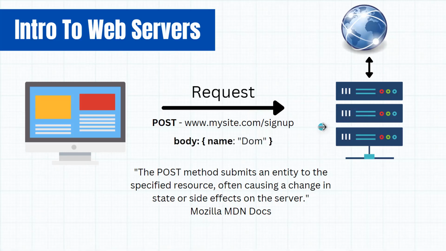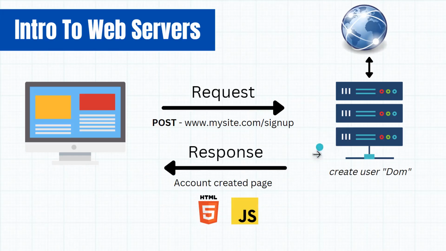So another item we can include with the request is a body, which lets us send over some information, some data. And here you'll see that it's in JSON, JavaScript Object Notation, which is similar to a Python dictionary. And so we can send over this POST request, include a body that says name equals DOM. And then the server might do something like create a user DOM, and it could send back a response. That's the account created page.